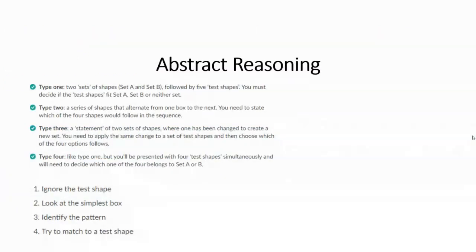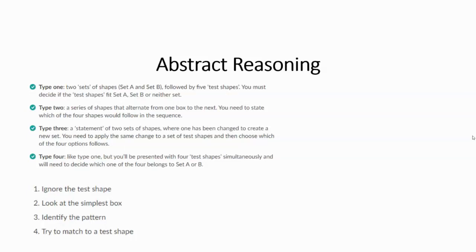So abstract reasoning. You've got 4 different types of questions. Type 1 is where you've got 2 sets, and they have different squares with different patterns and shapes in, and each set has its own pattern. Set A and set B, the patterns are similar but usually kind of opposite. In type 1, you have to state which set it belongs to.